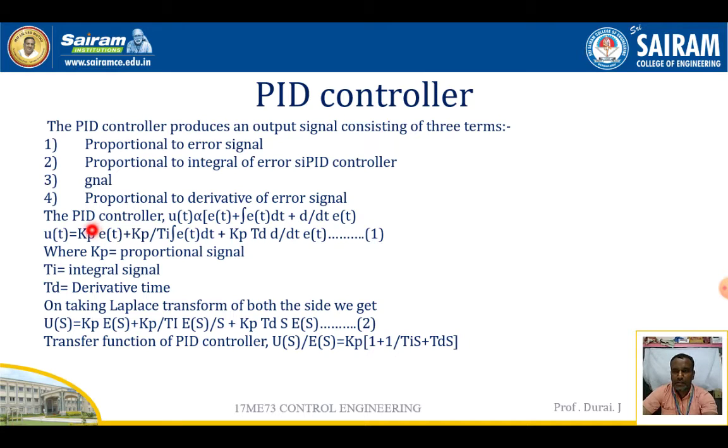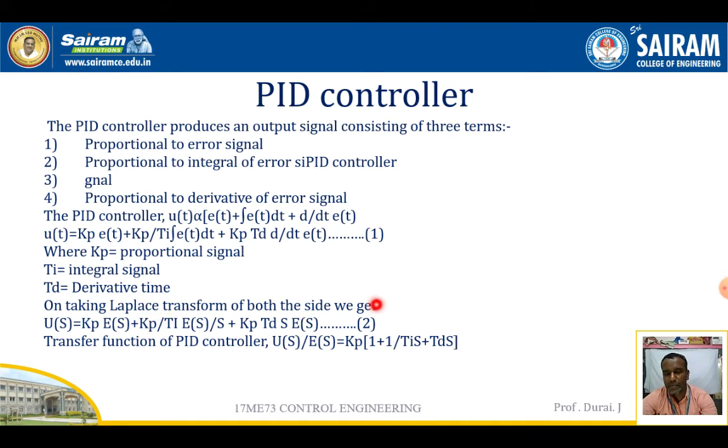So for the PID controller, u(t) is proportional to e(t) plus the integral of e(t) dt plus d by dt of e(t). All the terms you have to add over here, and u(t) is equal to Kp into e(t), where Kp is the proportional gain, plus Kp by Ti times the integral of e(t), where Ti is the integral time, plus Kp into Td into d by dt of e(t). So Td is the derivative time.